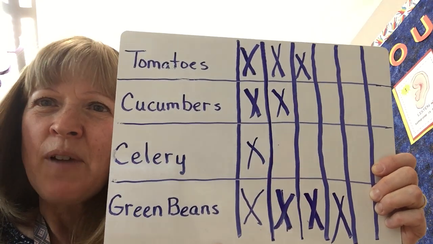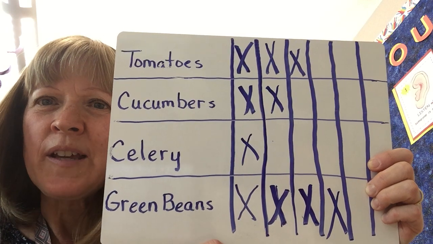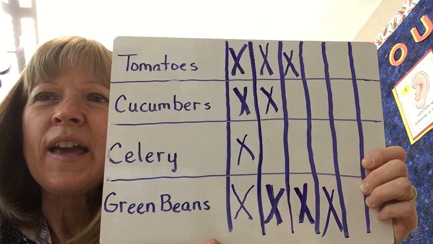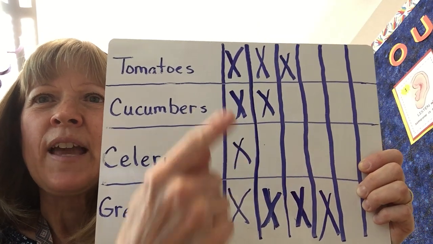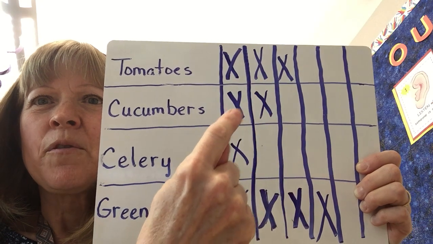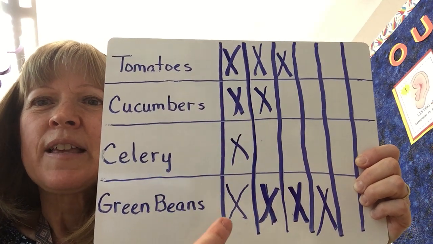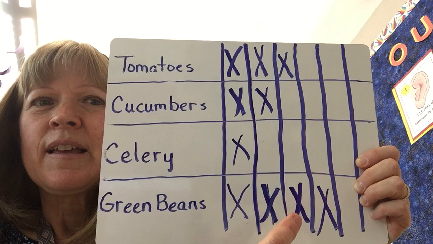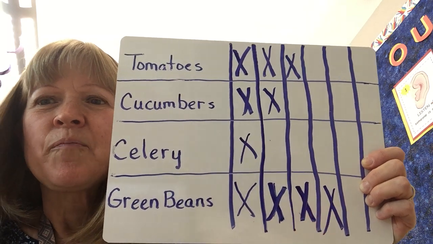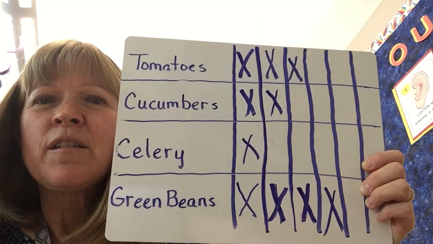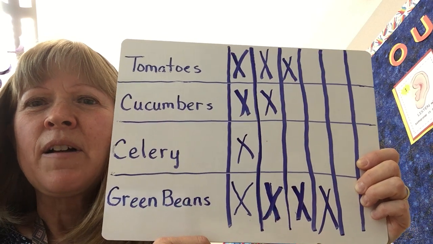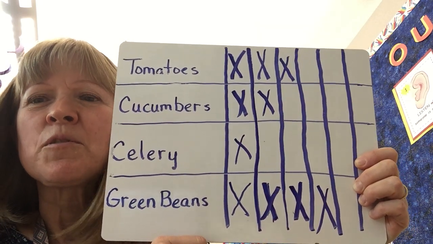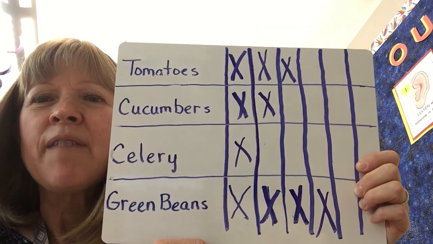Now, if I asked you how many children voted, you would have to count all the X's, wouldn't you? You would count 3, 4, 5, 6, 7, 8, 9, 10. 10 children voted.